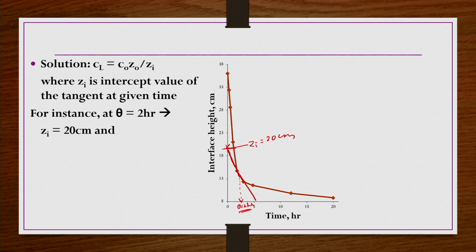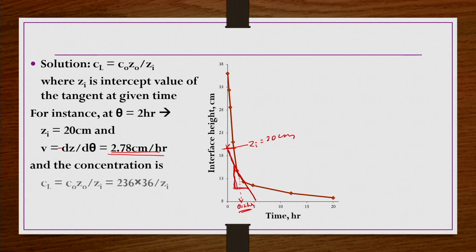Okay. So, now from here, at this point, if you take the slope of this tangent that you have taken on the curve at theta equals 2 hours, if you take minus dz by d theta, then you will get 2.78 centimeter per hour. So, that is nothing but the settling velocity of the particles at that particular time, right. So, then after that concentration CL, you can find out by C naught Z naught by Zi.